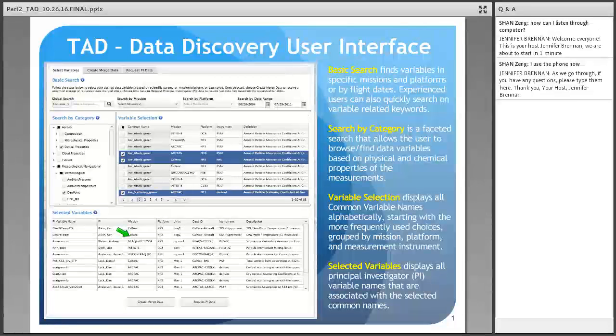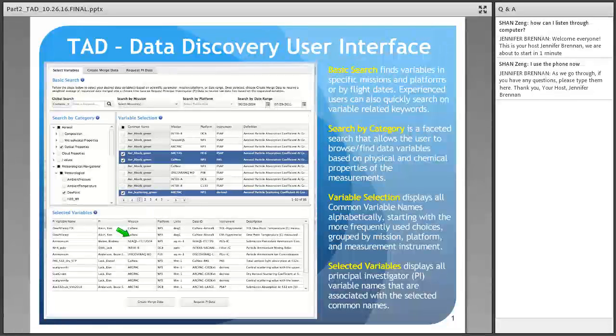If you're a more experienced user and you know exactly what variable of interest you'd like to go for, you can type it in here. You can type in the chemical makeup or the actual name of it. You can also filter by mission and platform, or by the flight date range.